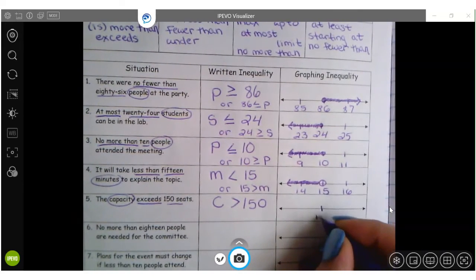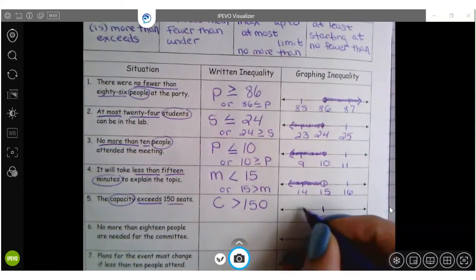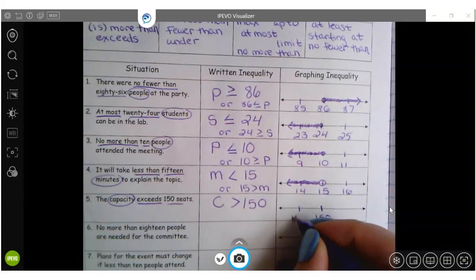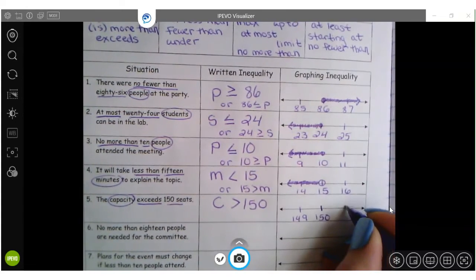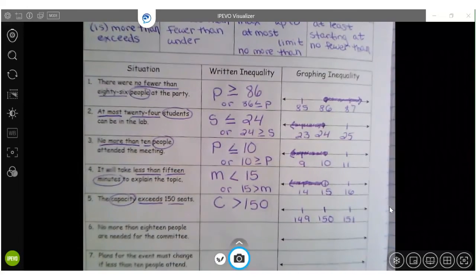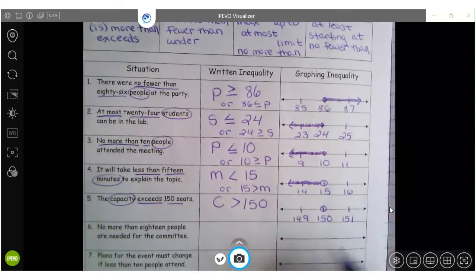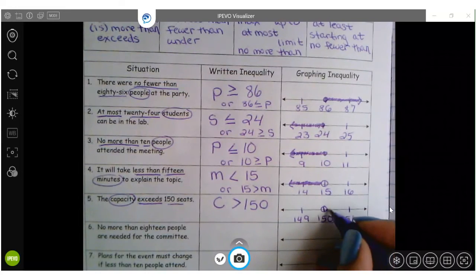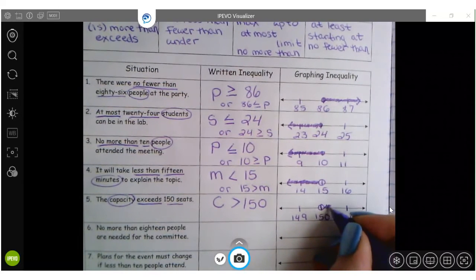So I'll put 150 in the middle. To the left would be 149. To the right would be 151. This would be an open circle. And I'm going to shade to the right because these values are greater than 150.